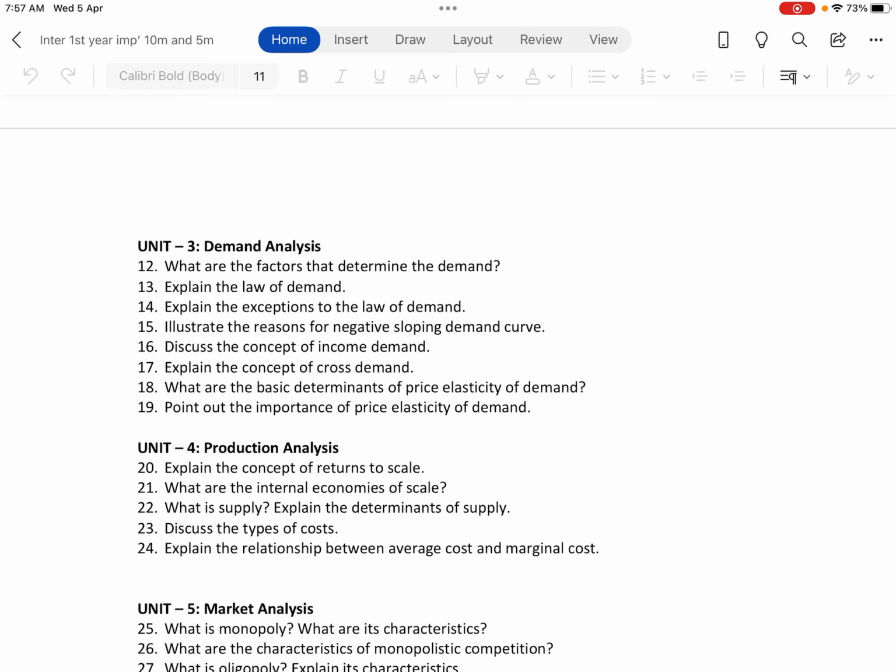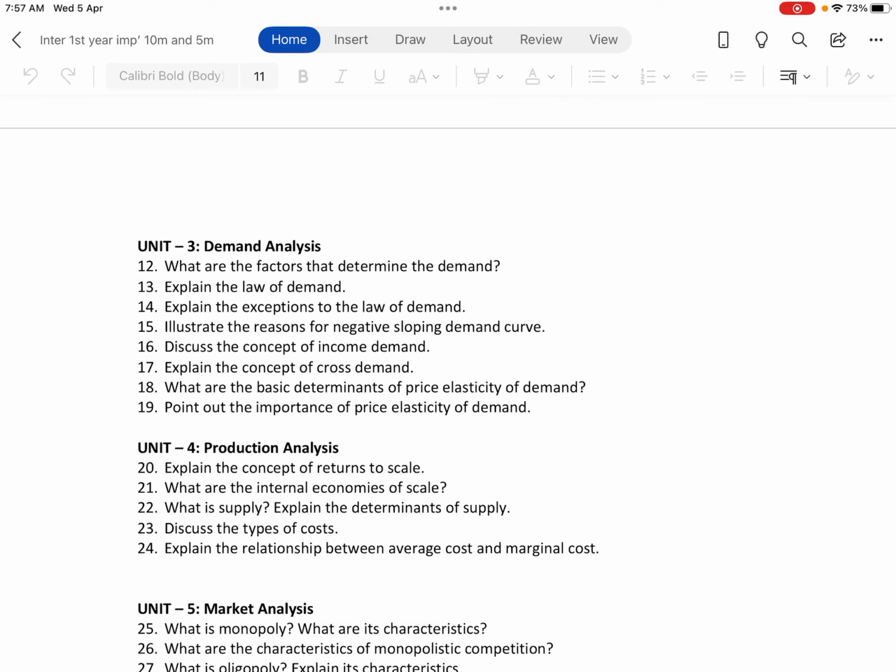13th question, explain the law of demand. You have to write the meaning of demand, the definition of law of demand, and you have to explain with the demand schedule, that is the table, and you have to draw the diagram and explain the diagram.